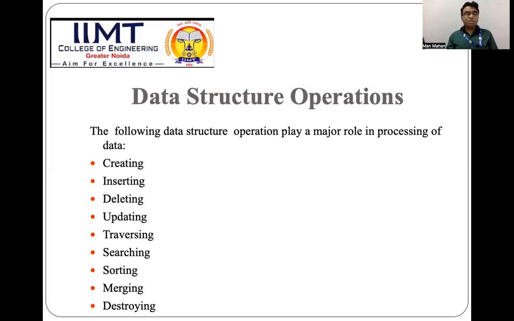Searching. In searching, we search for particular data in the stored data, so it is known as the searching operation. Sorting. In sorting, we sort the elements in increasing or decreasing order, so we perform the sorting operation. Merging operation. In merging, we merge one list with a second list to combine them, so we use the merging operation.